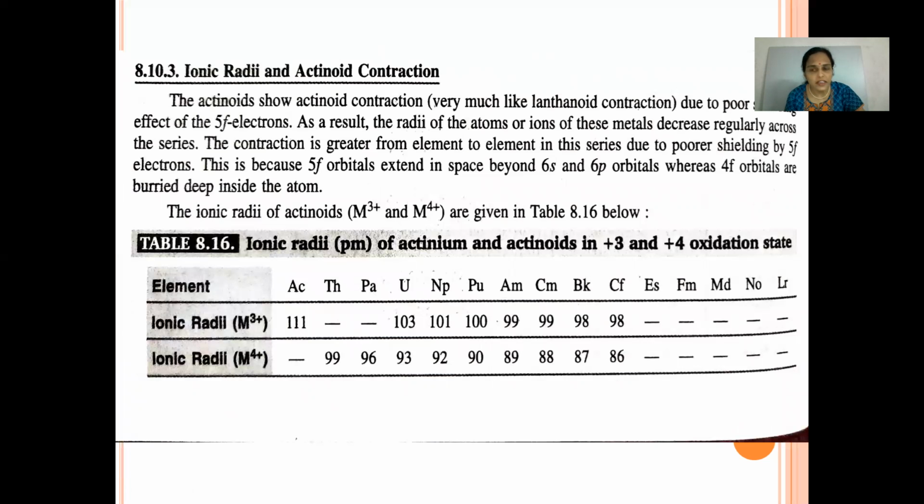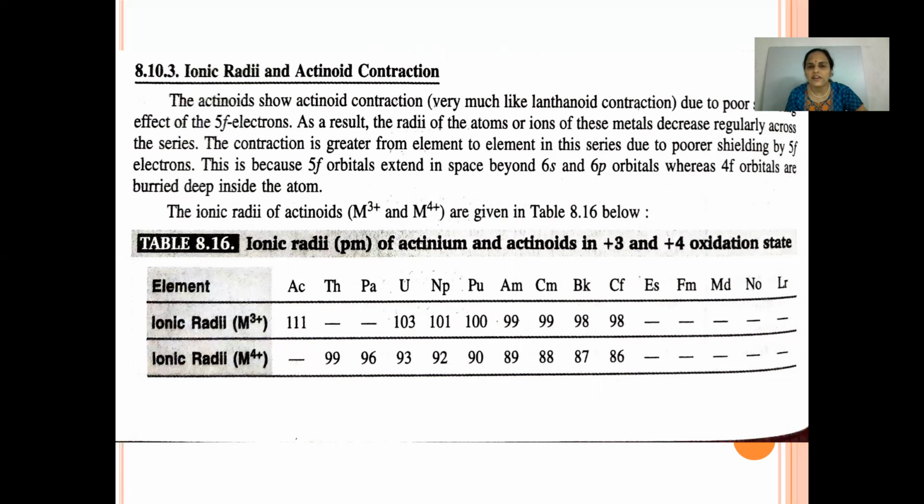Then we come to ionic radii and actinoid contraction. As we have seen the lanthanoid contraction in the last video, here we'll see the actinoid contraction. The actinoids also show contraction due to the poor shielding effect of the 5f electrons, just as lanthanoids showed lanthanoid contraction due to poor shielding of 4f electrons.